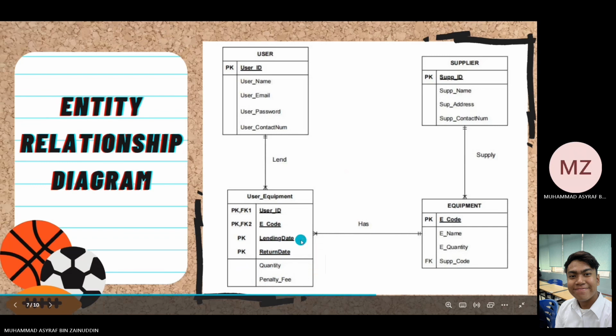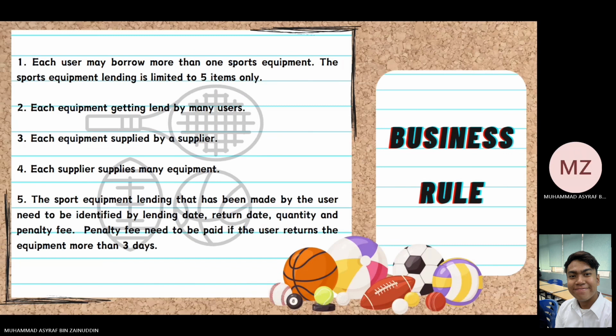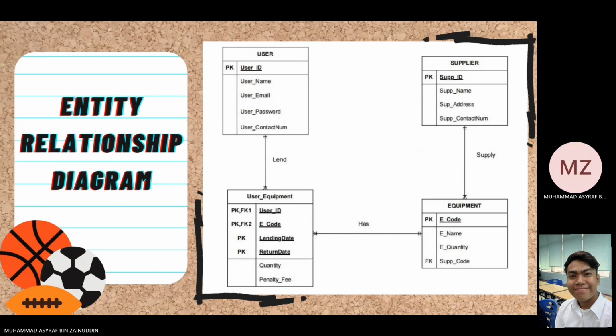Our third business rule is each equipment supplied by a supplier, and our fourth business rule is each supplier supplies many equipment. This relationship supports a dynamic and diverse range of sports equipment in our inventory. So here in our ERD, we got entity supplier with their attribute is supplier ID as a primary key, so supplier name, supplier address, and supplier contact number. It also connect with equipment with relationship one-to-many.